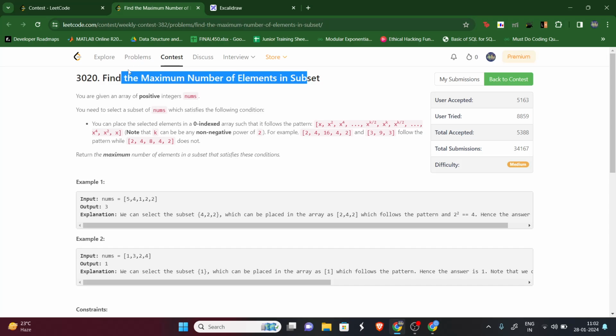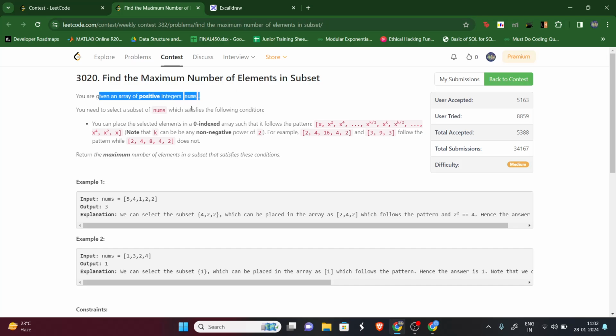Cool. So what does the question say? Question says that we will be given an array of positive integers nums. Now we need to select a subset of nums which satisfies the following condition. What is the condition? That if we select some number x, then it should follow this pattern. First it will be x, then x square, x to the power 4, till some power of x, let's say that is k, that is x to the power k, and finally in the reverse order whatever the numbers we have selected should be present.